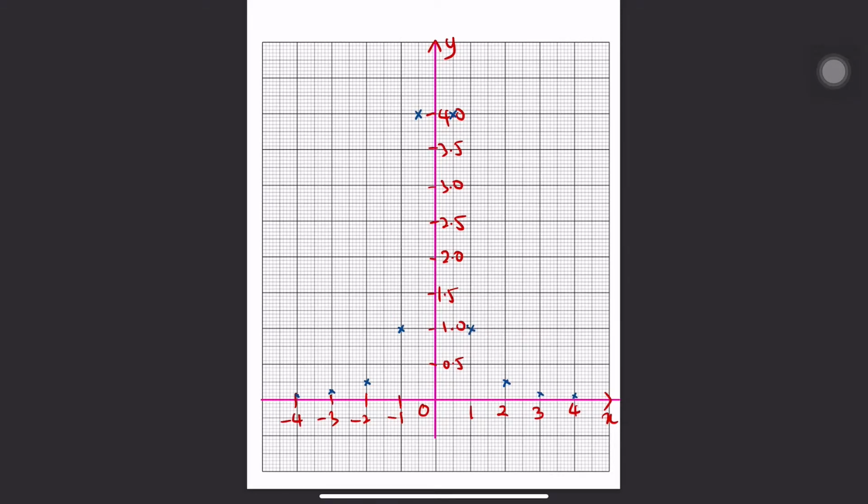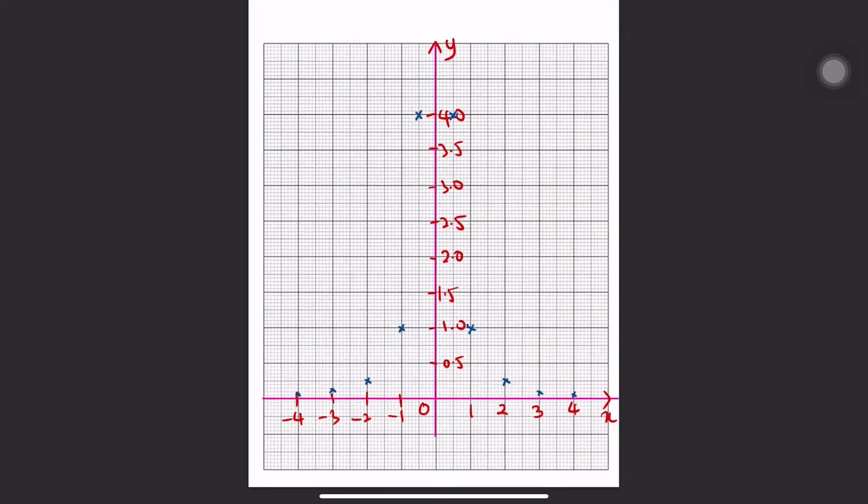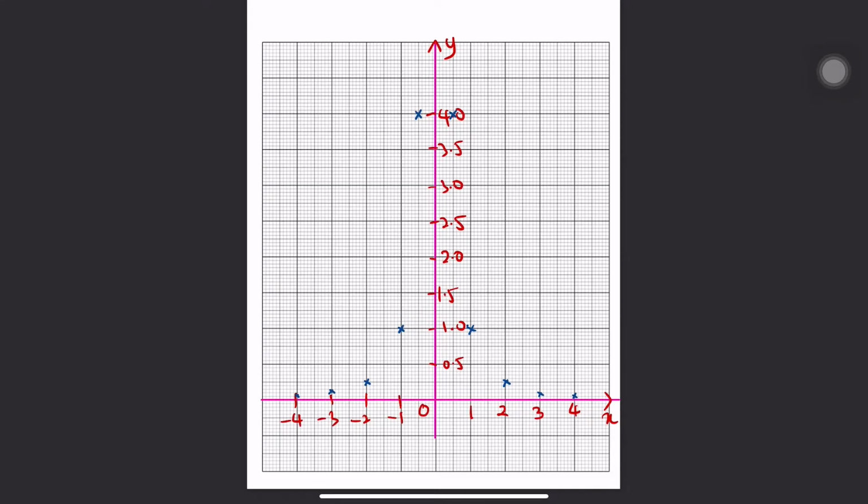So now let's connect the points. I'm using green. Please draw it smoothly. Okay, nice. Wait, I'm correcting this one.